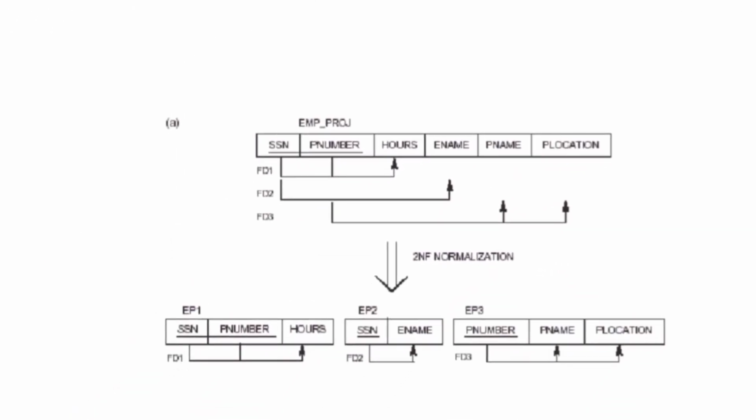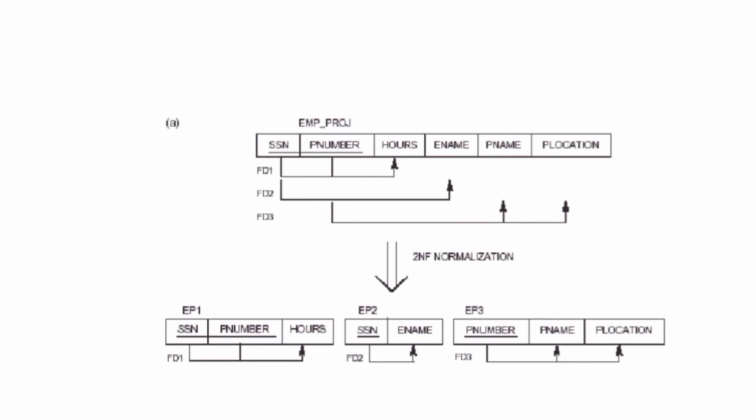You can see here, SSN and project number is my primary key. I already told you it is my composite primary key. So here hours is fully dependent on SSN and project number. Employee name is fully dependent on SSN. Project name and project location are fully dependent on project number. You know that, right? So the condition is what? Fully functional dependency should hold. Every non-prime attribute should be fully dependent on the prime attribute.